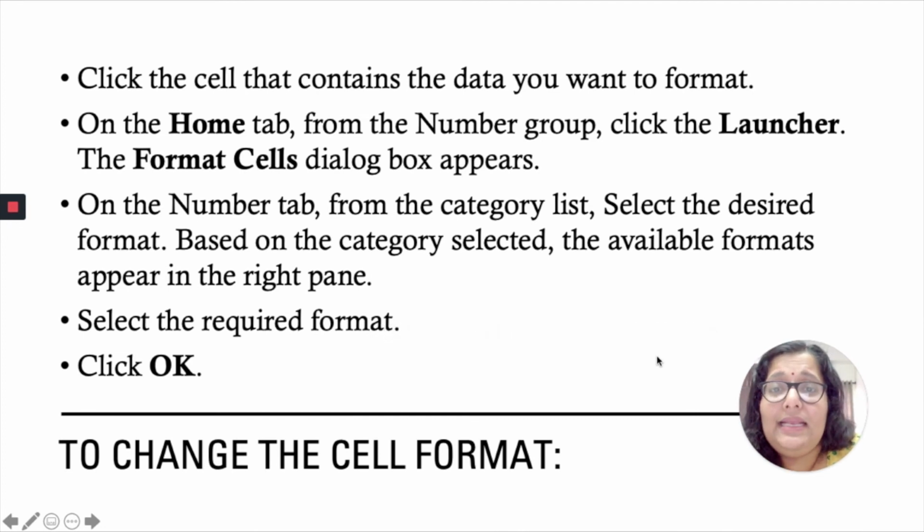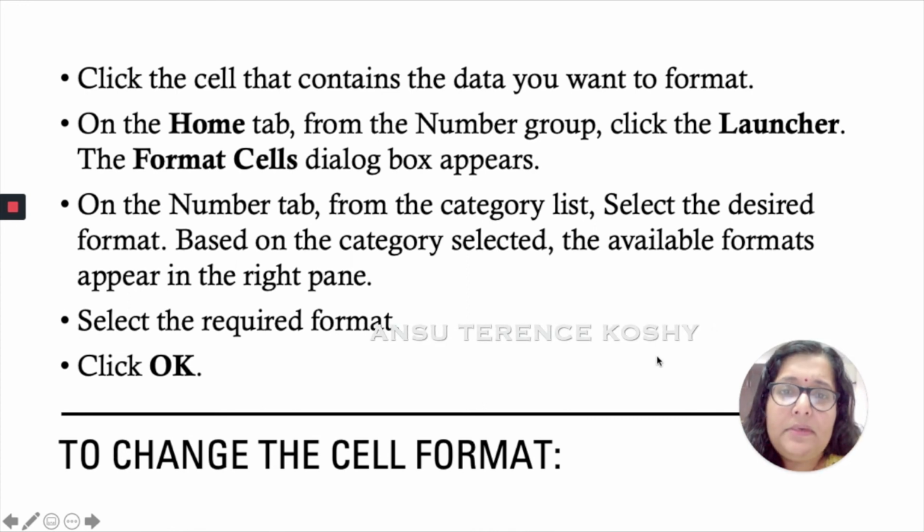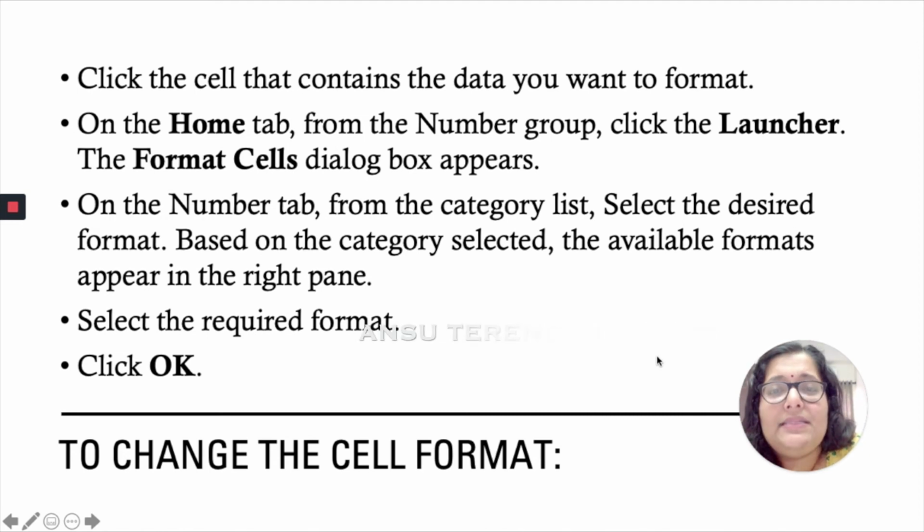Click the cell that contains the data you want to format. First of all, you have to click on the cell where you want to make the change. On the Home tab, from the Number group, click the Launcher. The Format Cells dialog box appears. So first click on the Home tab, then go to the Number group, and in that click on the Launcher. The Format Cells dialog box appears.